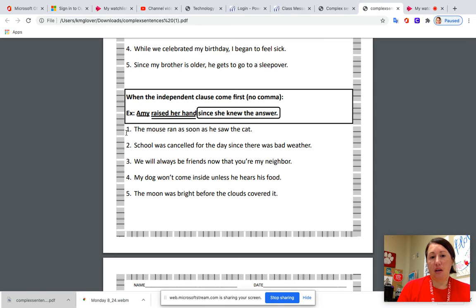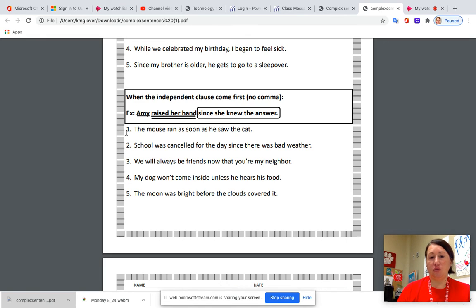The mouse ran as soon as he saw the cat. The mouse ran. That can be a complete sentence on its own because we have the subject and we have the verb. If all I said was as soon as he saw the cat, that's leaving out something. That's going to make you wonder, well, what actually happened? It doesn't give you enough information. But because it comes first, the mouse ran, we don't have to have a comma.